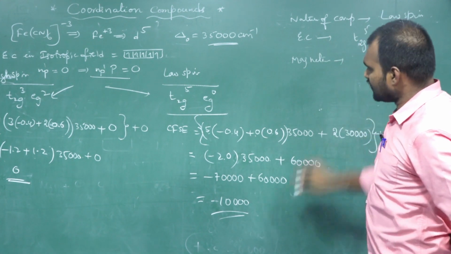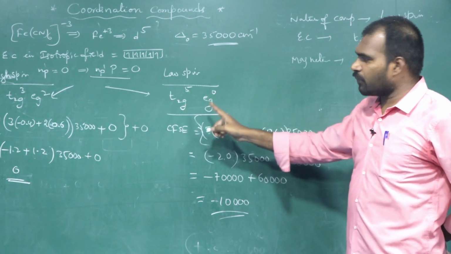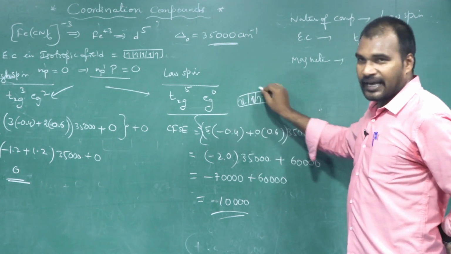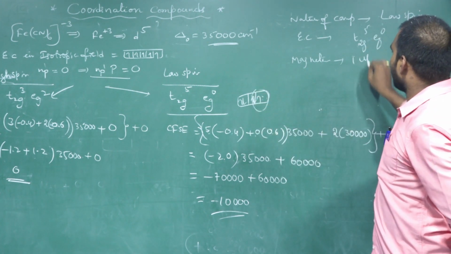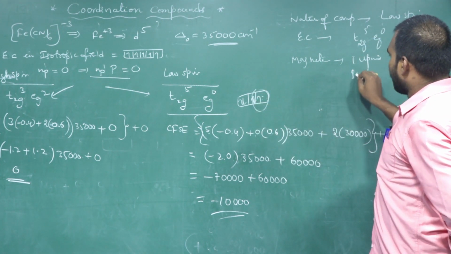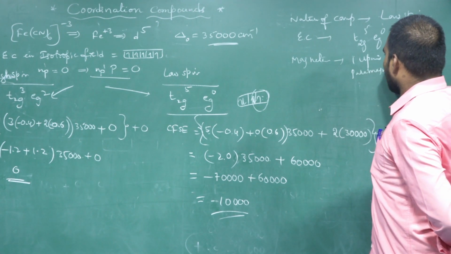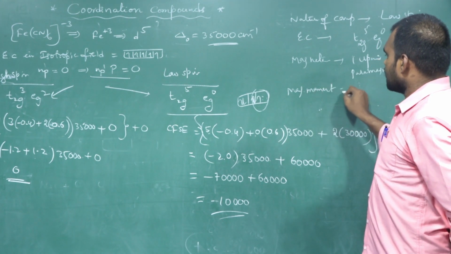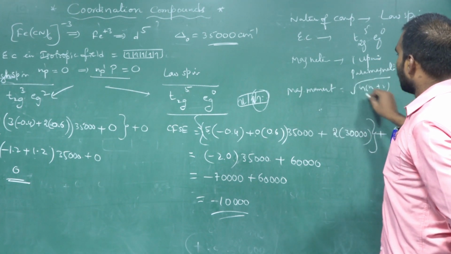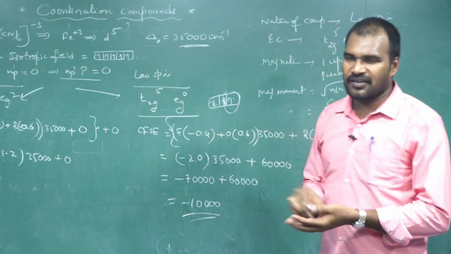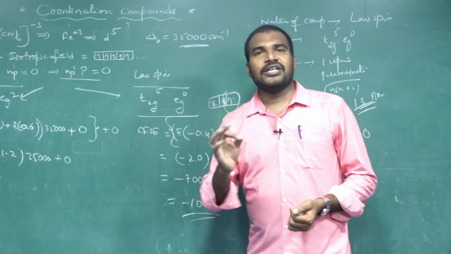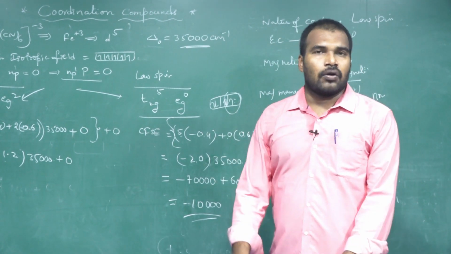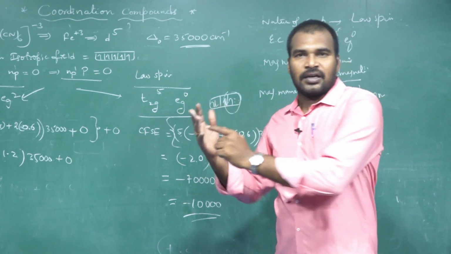And what is the magnetic nature? It has one unpaired electron. t2g5 means 1, 2, 3, 4, 5. So one unpaired electron is there. So it is paramagnetic, and its magnetic moment is equal to the square root of n into n plus 2, where n is equal to 1. So by using the CFSE value, we can exactly identify the nature, magnetic moment, and exact electronic configuration of the central metal ion present in the given complex.